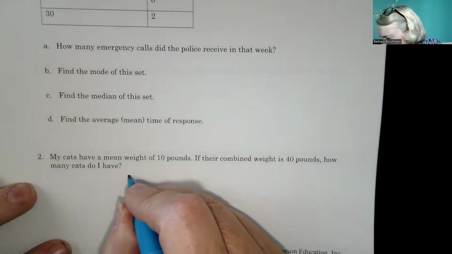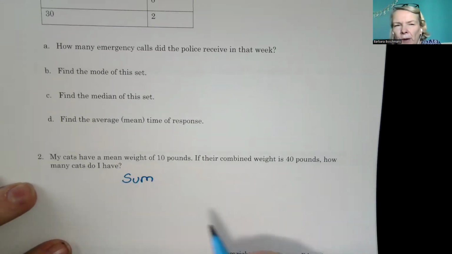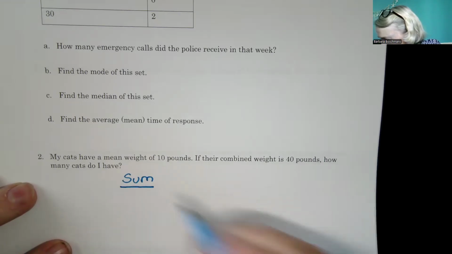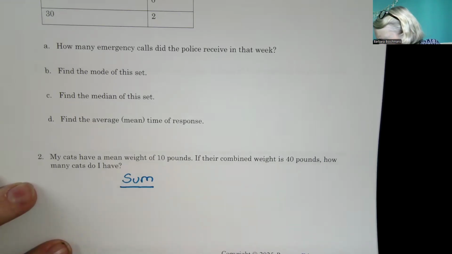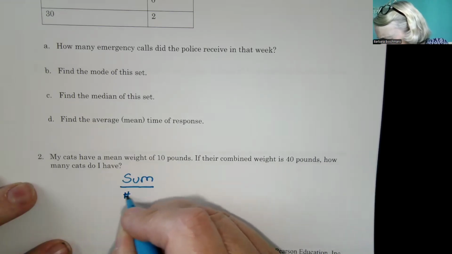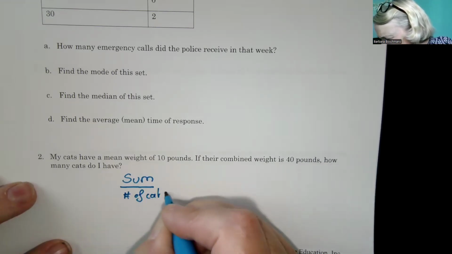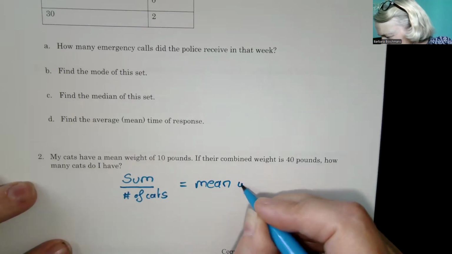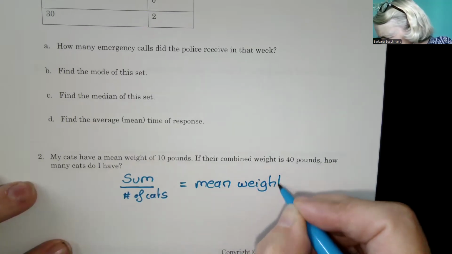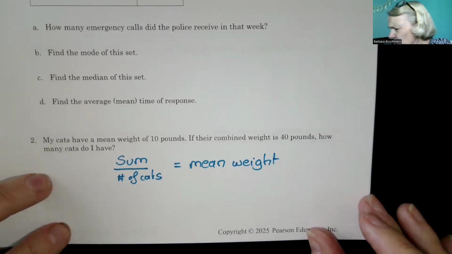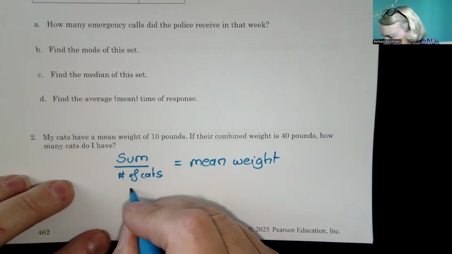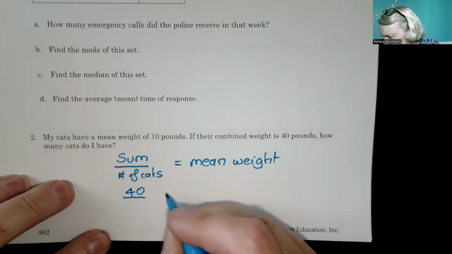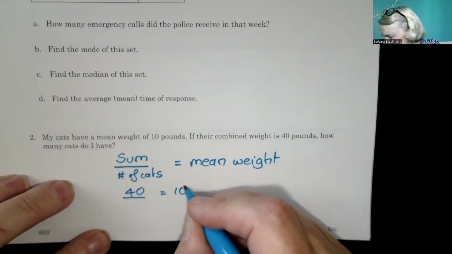So if I add the sum of the weight of each of my cats and I divide it by the number of cats, that would give me the mean weight. So what do you know? You know the sum is 40. You don't know the number of cats, and you know the mean is 10.